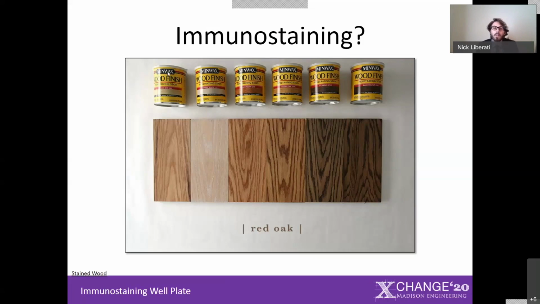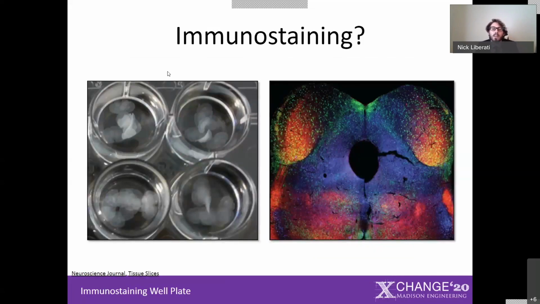On the left, you can see a picture of mouse brain tissue soaking in a clear antibody solution. But after the immunostaining process, in the image on the right, researchers can view a colorful image under a microscope that will provide them with valuable information about the location of specific proteins.